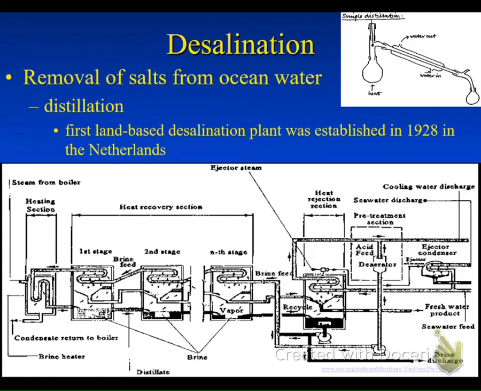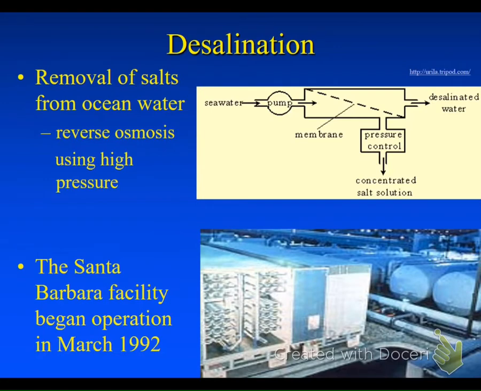What San Diego and Santa Barbara are doing is something called desalinization, where they're taking ocean water and they're not distilling it, but they're using what's called reverse osmosis. Reverse osmosis is where you have a filter and you push the water against the filter, and the only thing that can go through it is the water. The salt can't.